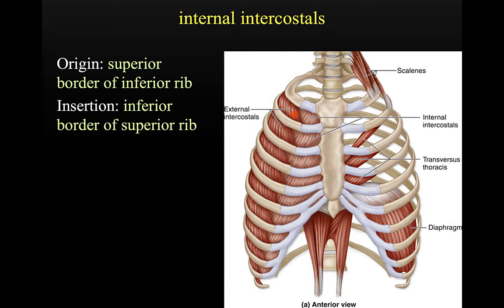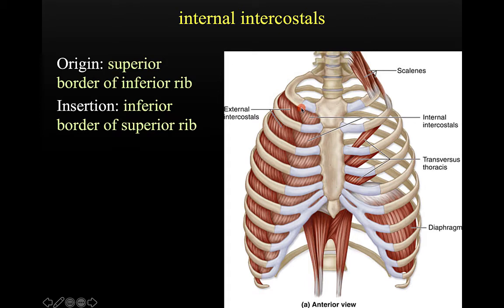Now here we have our internal intercostals, obviously the same image. We're just looking deep to the externals, or we're looking medially. The origin is the opposite of what it was before. This is now the superior border of the inferior rib, and the insertion, the inferior border of the superior rib. So if we go to this same intercostal space between rib number 1 and rib number 2, our origin is going to be here on the superior border of the inferior rib, rib number 2, including the costal cartilage. And we're going to travel upwards right here, and in this case we're going to be going towards the inferior border of rib number 1.